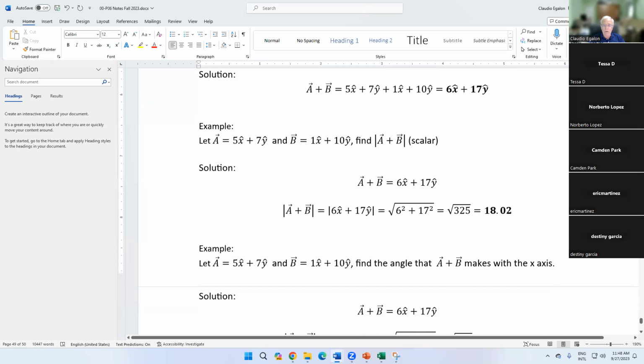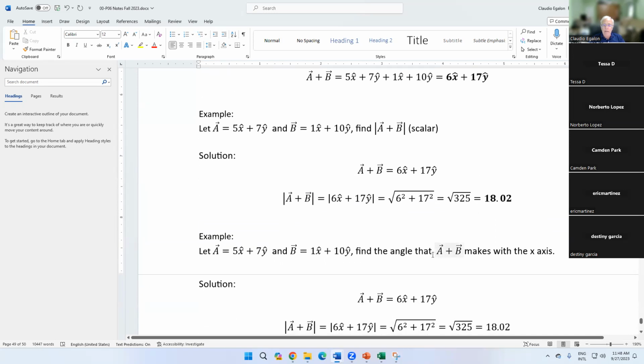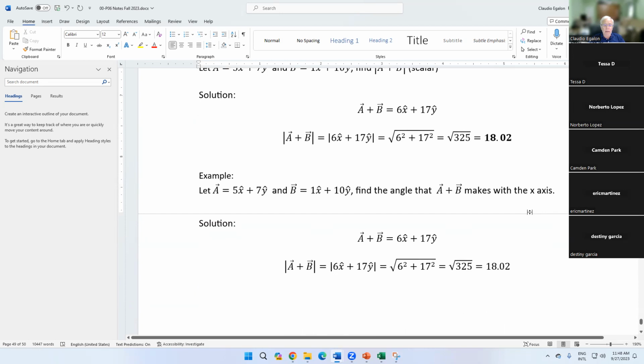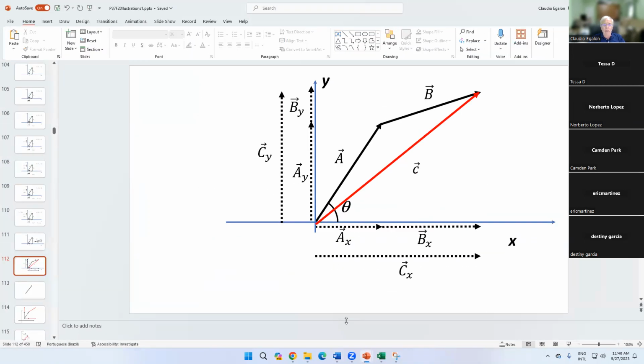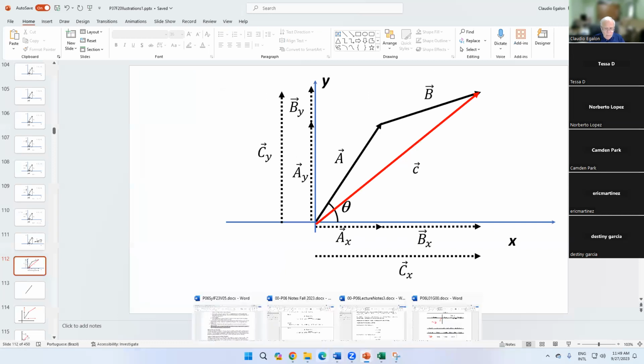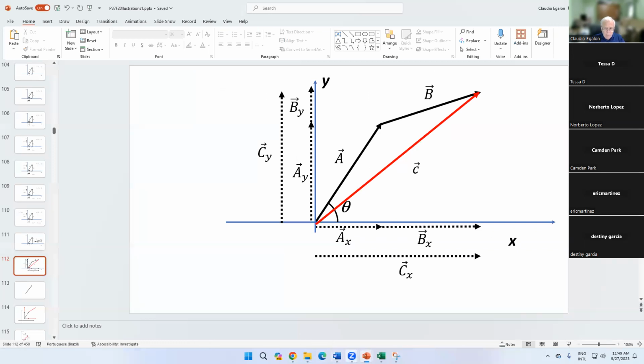Now I'm asking you what's going to be the angle that this vector here makes with the x-axis. In this case you have to come up with an illustration. So here you go. I have summed up those two vectors. One has a component of 1, right? Let's go back there.